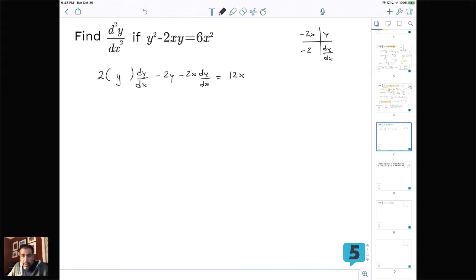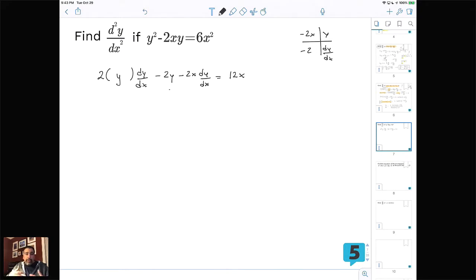So I'll just give you a minute to come up with the first derivative. Okay, so my first derivative, when I went through it, I got 2y dy over dx. And again, I was using the chain rule to differentiate the y squared. Then I did a product rule to do negative 2xy, and I got negative 2y minus 2x dy over dx. And then on the other side, derivative of 6x squared, I got 12x. So I see some people agreeing with me, so I'm feeling pretty confident about this.